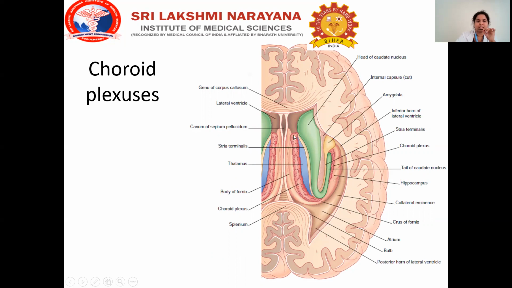So the choroid plexus is present in the body and the inferior horn of the lateral ventricle. Choroid plexus is not present in the posterior horn of the lateral ventricle as well as the anterior horn of the lateral ventricle. Here, the fissure is extending between the thalamus and the body of the fornix. In the inferior horn, it is present between the hippocampus and the tail of the caudate nucleus.